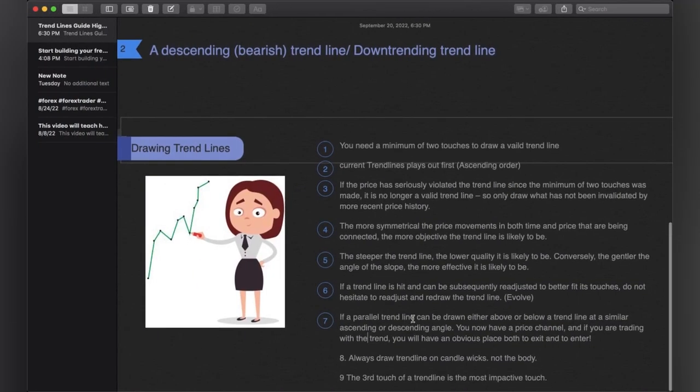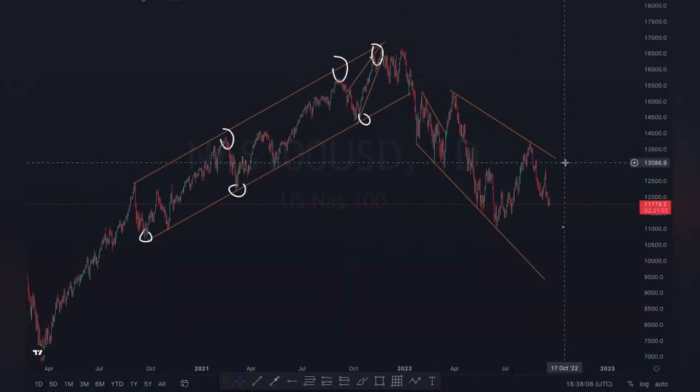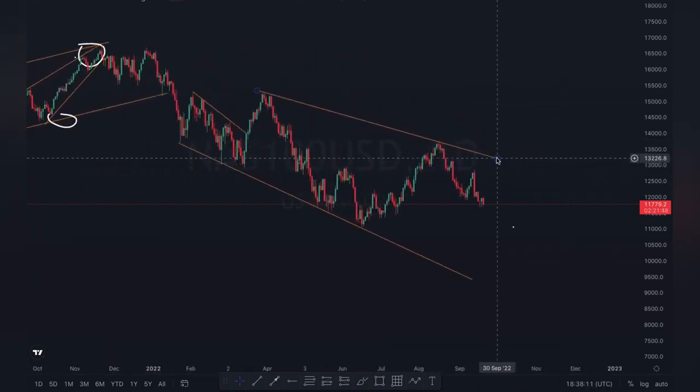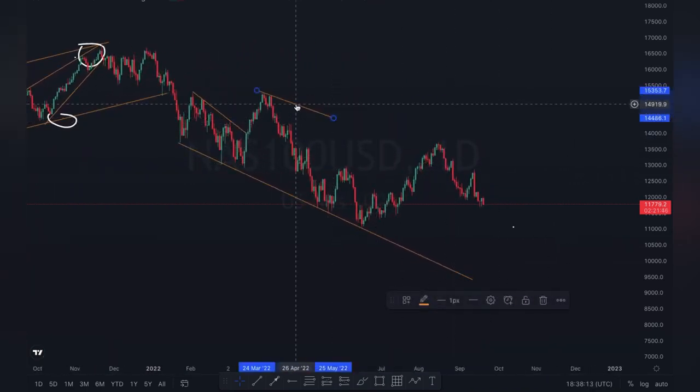So the 8th is: always draw trend lines on the candle wicks, not the body. Do not draw your trend line on the body. You understand? Do not draw a trend line through the body of the candle. It should be at the tip of the candle. Look at this place.